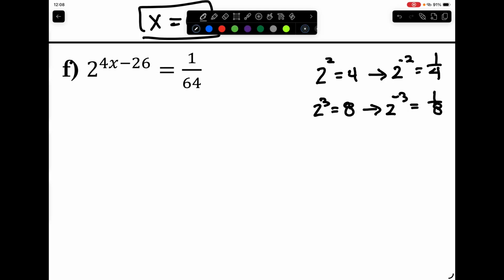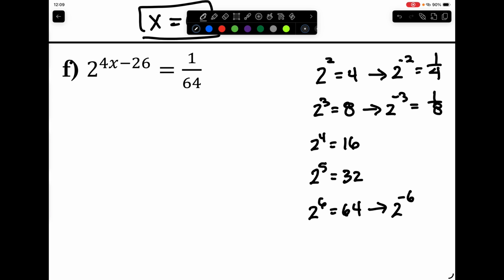So 2 to the third is 8. 2 to the fourth will multiply another 2, so 8 times 2 is 16. 2 to the fifth will multiply 16 with another 2, so that's 32. And 2 to the sixth will multiply 32 with another 2, which is 64. So this is the one that I'm going to use. So if 2 to the 6th power is equal to 64, by putting a negative 6 there, that's going to give me the 1 over 64 that I want. So I can replace that with this value of 2 to the negative 6.